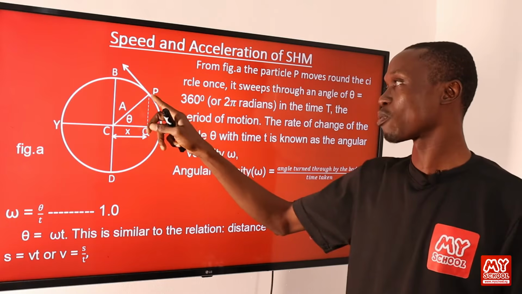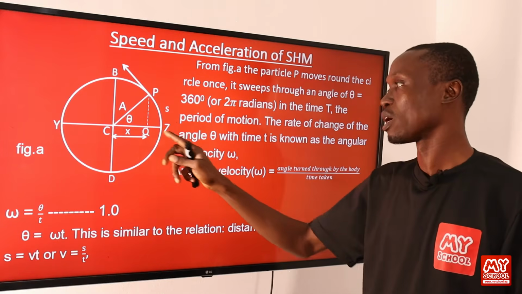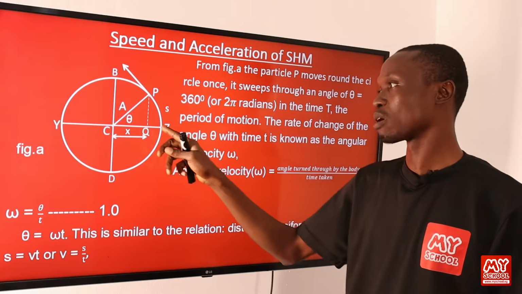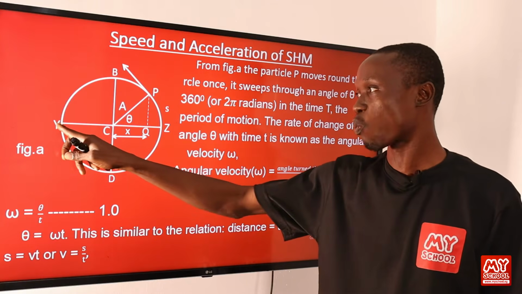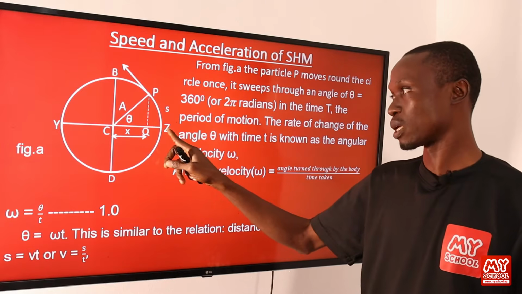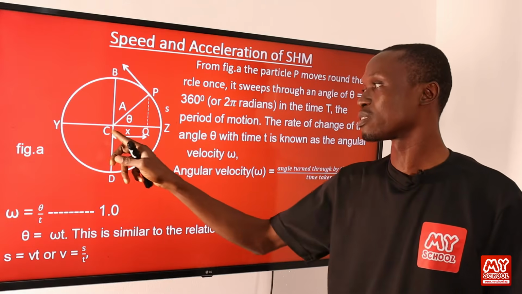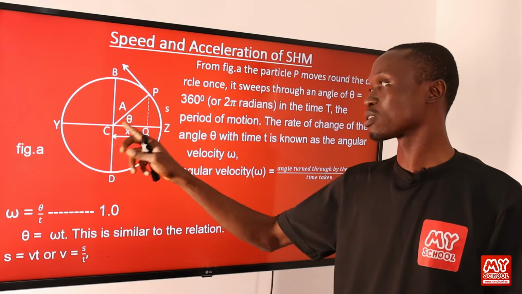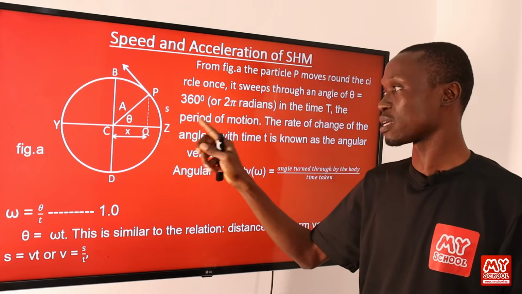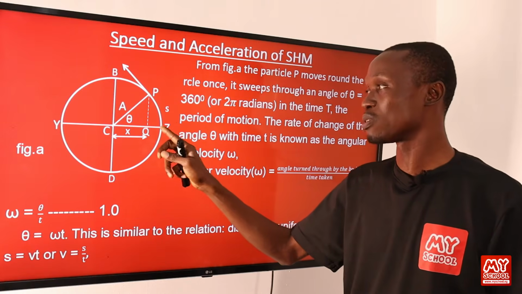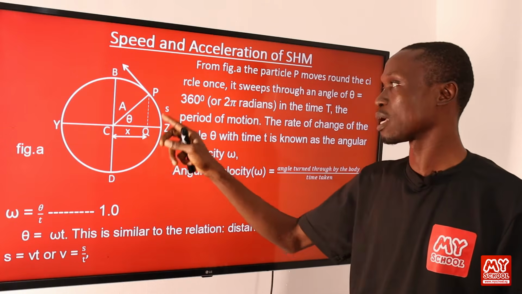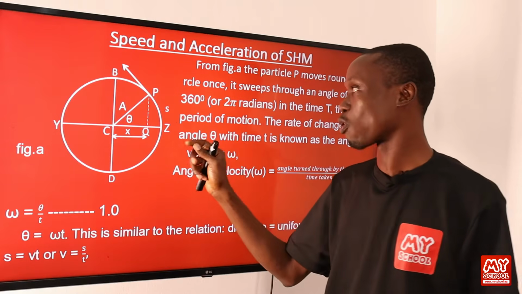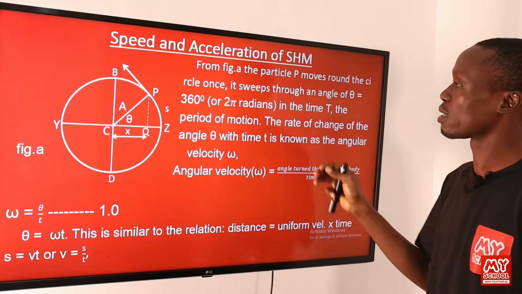As this point P moves around the circle, the point Q moves to and fro along the diameter of the circle, momentarily at rest at Y and Z. As the point Q approaches the middle of the circle C, or the equilibrium position C, the velocity increases. So we can say that the point Q is performing simple harmonic motion as the point P moves around the circle with uniform speed. So let's move on.